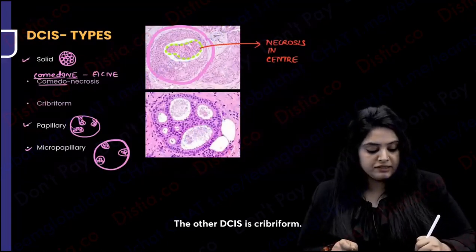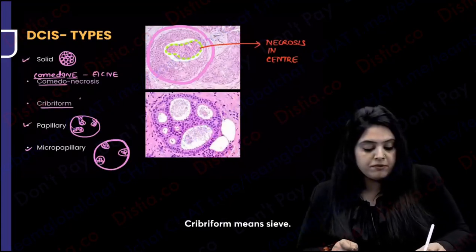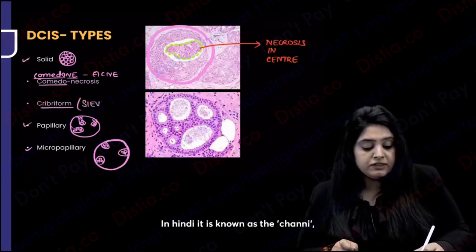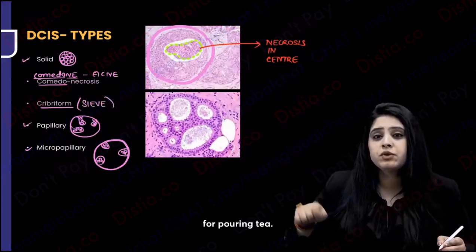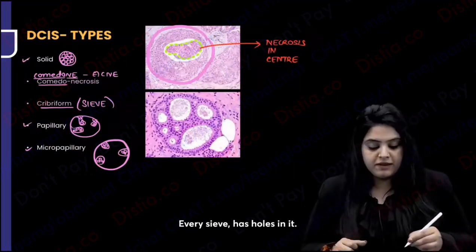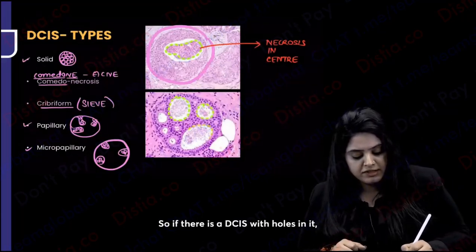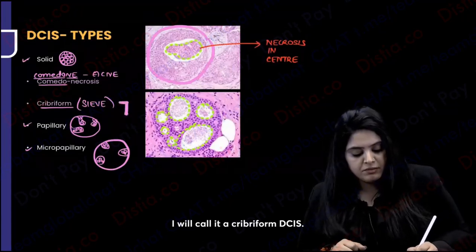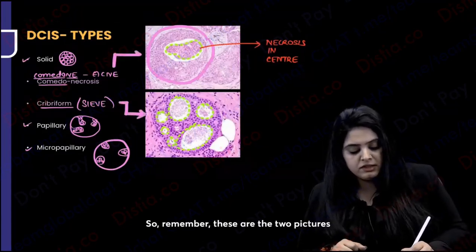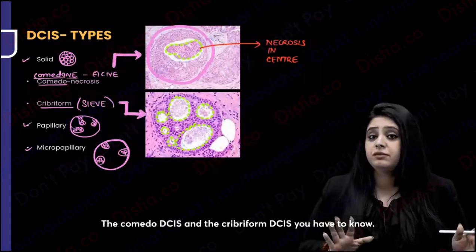The other DCIS is cribriform. What do you understand by cribriform? Cribriform means sieve. In Hindi, it's known as channi, the sieve that you use for making tea, for pouring tea. So it has holes in it. Every sieve has holes in it. So if there is a DCIS with holes in it, I will call it a cribriform DCIS. So remember, these are the two pictures that you have to know. The comedo DCIS and the cribriform DCIS you have to know.